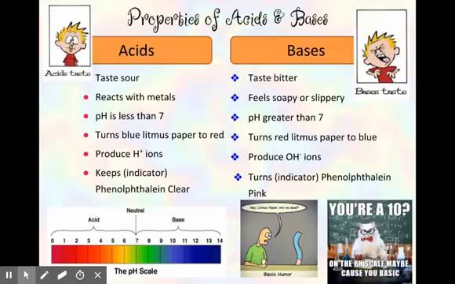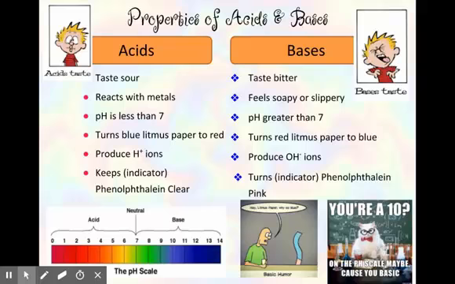So like magnesium metal or carbon or copper metal. They're always going to have a pH less than 7. We'll talk more about pH here in a second. They're going to turn litmus paper from blue to red. They will produce hydrogen ions. So remember, indication of an acid is having hydrogen.